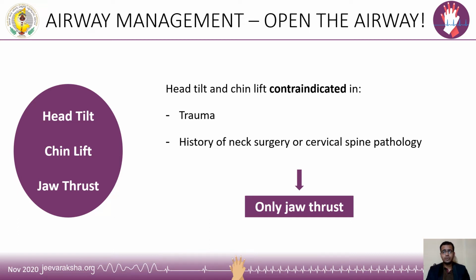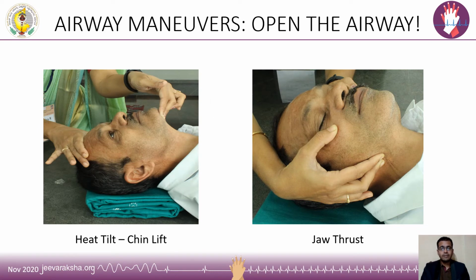In such patients, you do only one thing called a jaw thrust maneuver. So coming to the airway maneuvers, how to open the airway. The first technique is what I told you. You're going to do a head tilt and chin lift. By this, I told you, the anterior airway muscles are stretched and they come away from the posterior aspect, and the airway is patent, and there is not much pressure on the trachea.